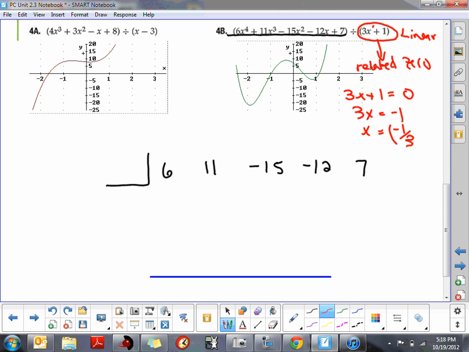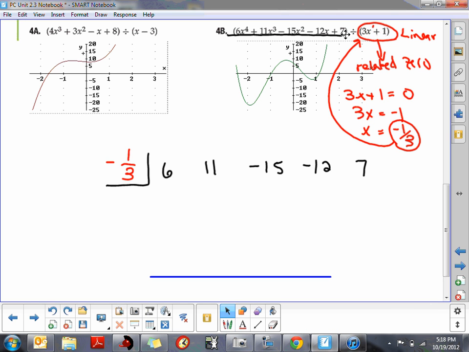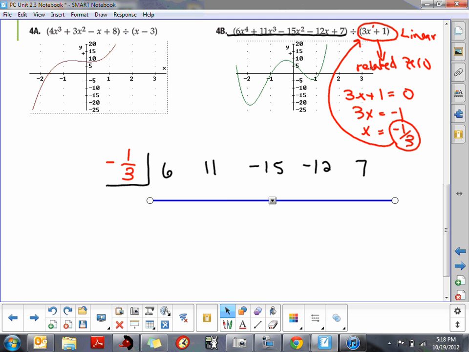Now this is what we're going to divide by. This is the related 0 for this factor. So that goes out in front, negative 1/3. Don't forget that you always have to have the 0 for our factor in order to use our synthetic division. Okay, I'm going to bring this line in here, stretch it out a little bit.